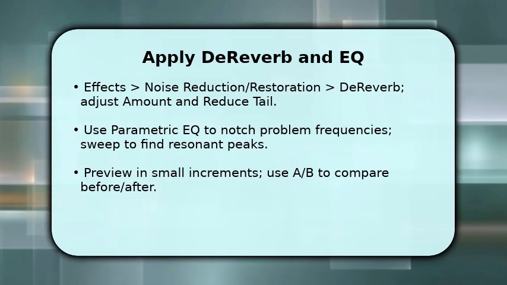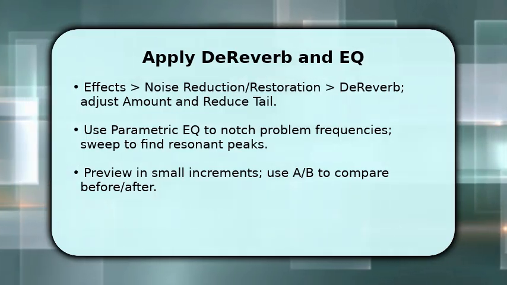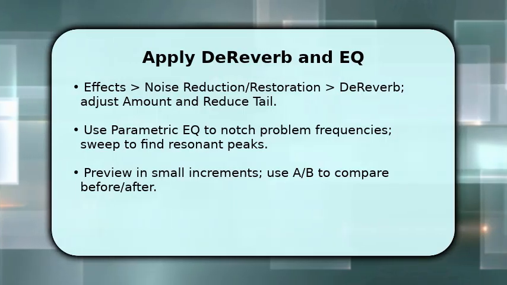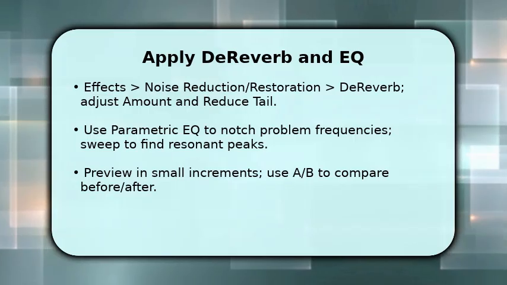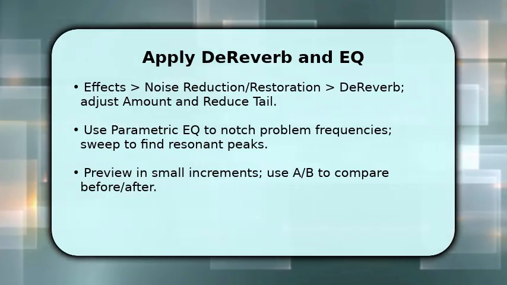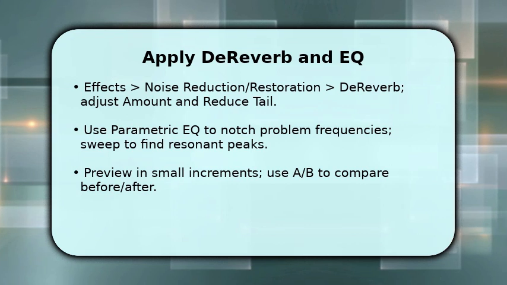Once you have basic reduction, add a parametric EQ and sweep with a narrow Q to find resonant peaks caused by room reflections, then apply gentle cuts of 2.6 dB. Make sure to preview small segments and toggle A/B frequently so you preserve clarity while removing echo.